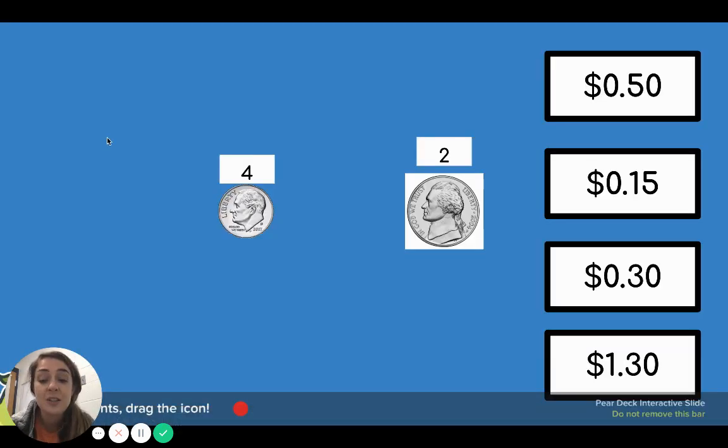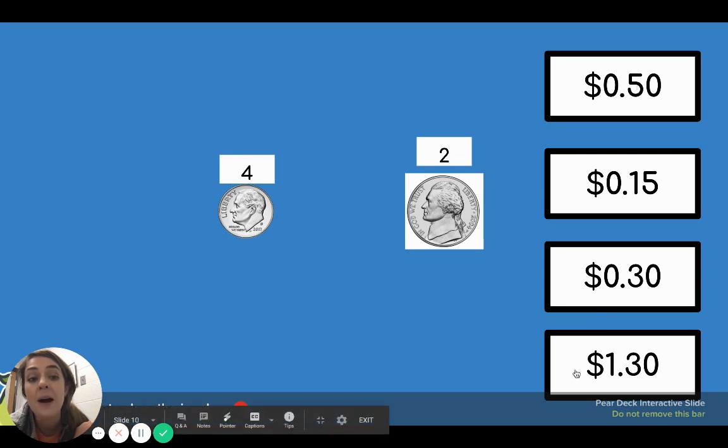Okay, so this looks a little bit different. I see that there's a picture of a dime and there's a picture of a nickel. But above it, I see the number 4 and the number 2. So that means that I have 4 dimes and 2 nickels. So I first want to think in my head, if I had 4 dimes, how much money would I have? These options to the side are possible answers. So one of these is right.